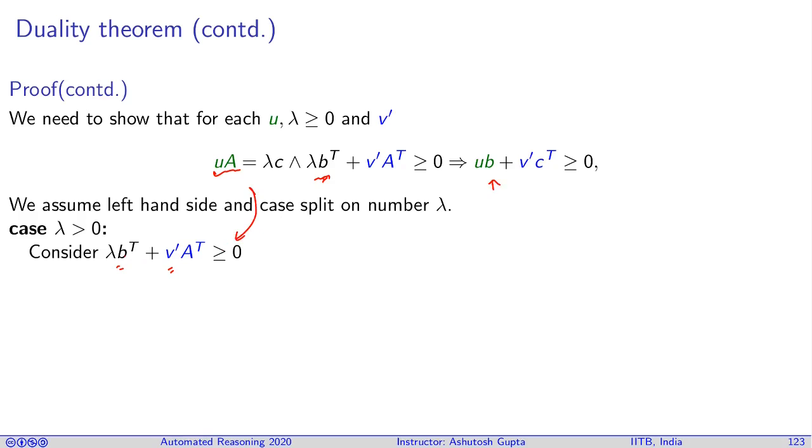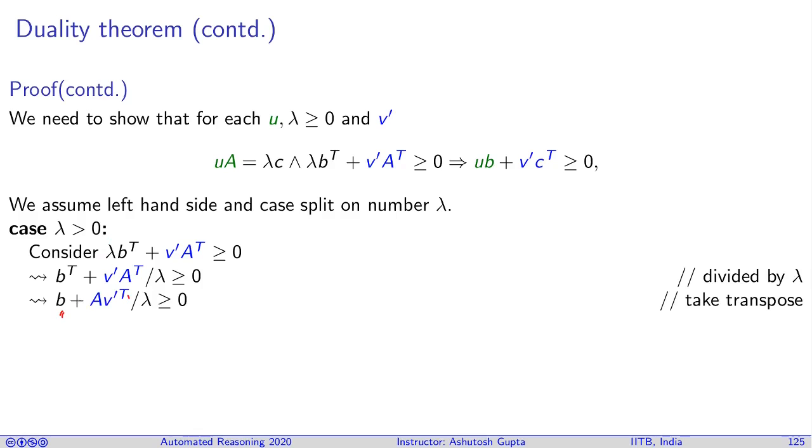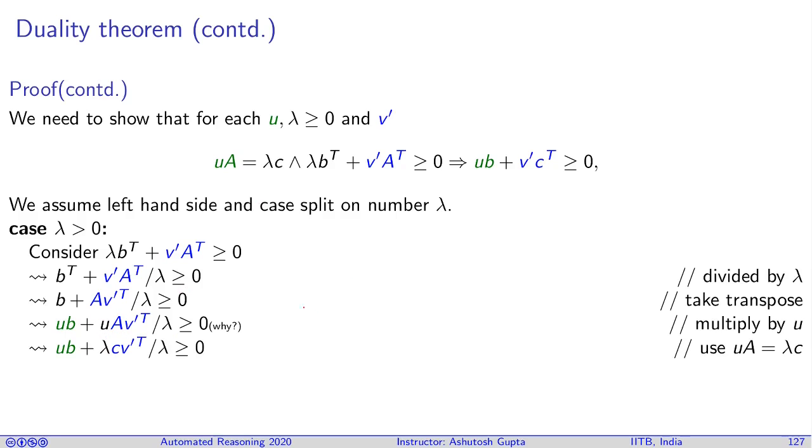We divide this whole thing by lambda and take a transpose of the whole thing. Now we have a b part sitting here which matches with this ub. Now I can multiply with this whole thing, then I get a ub here. So I multiply with ub and get uA v'^T over lambda. Now you can see that this uA, you can apply this equality and turn into lambda c. If I do that, I get lambda c v'^T over lambda. So this lambda and this lambda get cancelled, and you get c v'^T.